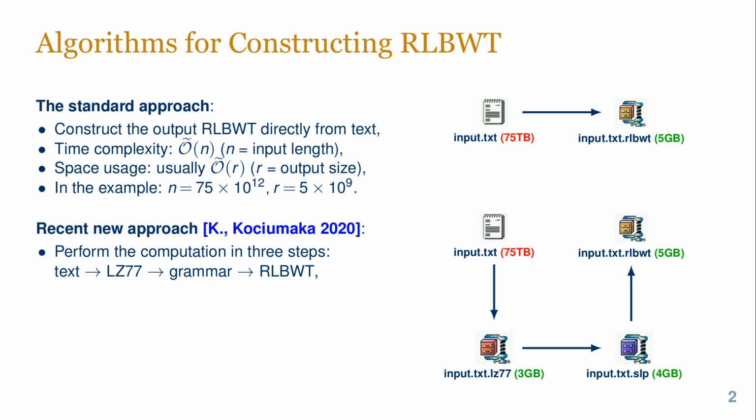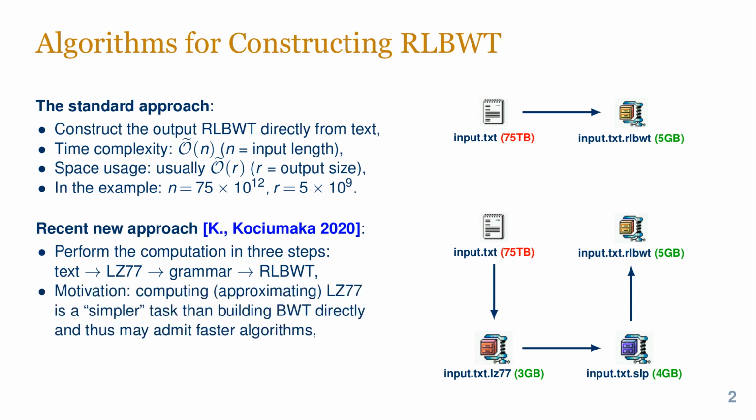The second step converts the LZ77 compressed text into a grammar compressed text. The size of the resulting encoding is also provably close to the size of run-length compressed BWT. Finally, in the third step, we use the grammar augmented with some indexing data structures to obtain the run-length compressed BWT. The motivation for performing the computation in this way is that this simplifies the most expensive step of the algorithm, that is, the one taking linear time.